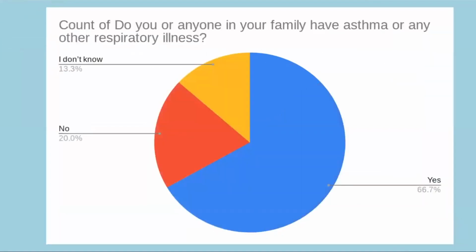Next slide. I also asked if they or anyone in their family have asthma or other respiratory illnesses, and 66.7% of the people said yes, 13.3% said they didn't know, and 20% said no. It shows most of the people in my survey have asthma or know people that do. And people who have asthma are more vulnerable to air pollution.